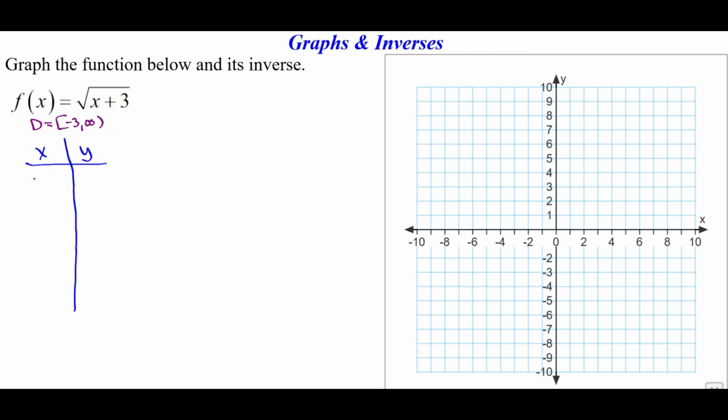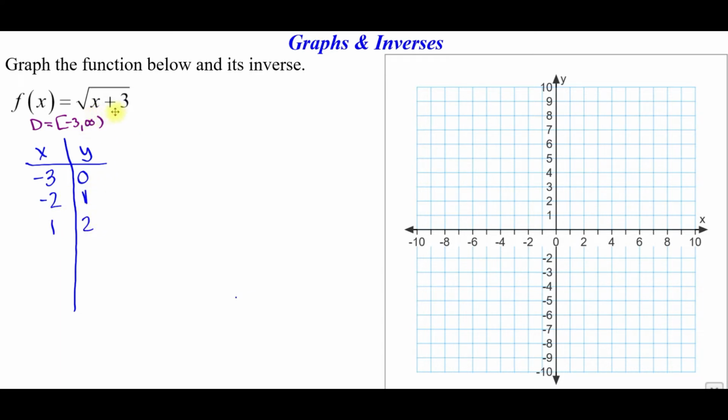So if I plot some points here, if I plug negative 3 in for x, I'm going to get 0. I can't go less than that, so I have to go bigger than that. So if we plug negative 2 in for x, I'm going to get the square root of 1, which is 1. If I plug 0 in, that's going to be irrational. If I plug 1 in, 1 plus 3 is 4. The square root of that is 2.